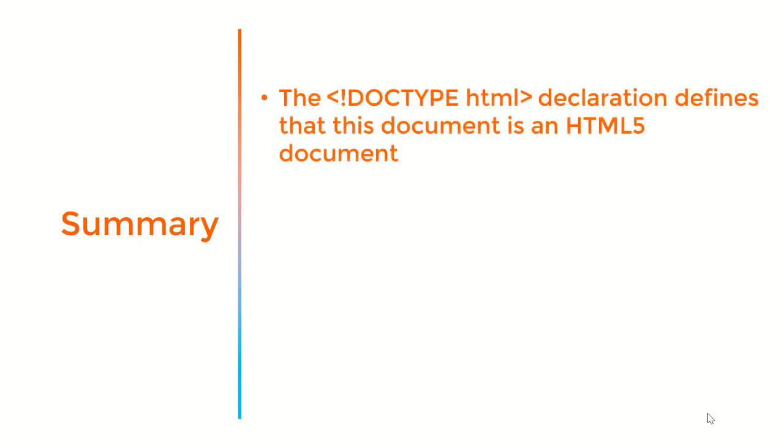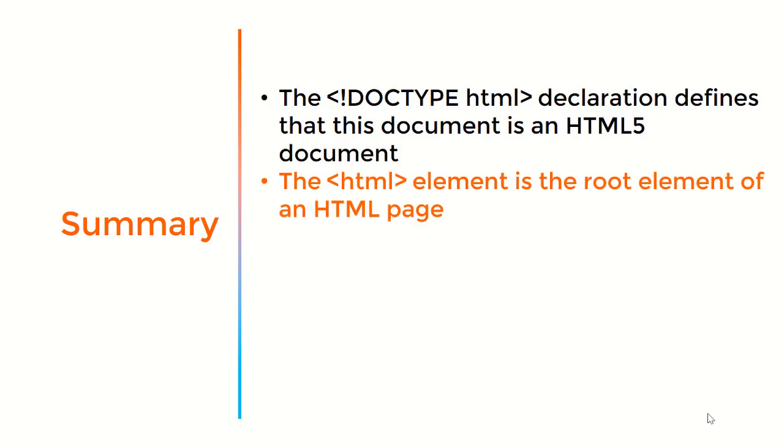Let's wrap up this section with a summary. The Doctype Declaration instructs the browser about the version of markup language to expect. We use the Doctype Declaration to define that this document is an HTML5 document. The declaration is case insensitive. The HTML element is the root element of an HTML page. This is where the HTML document is actually defined.